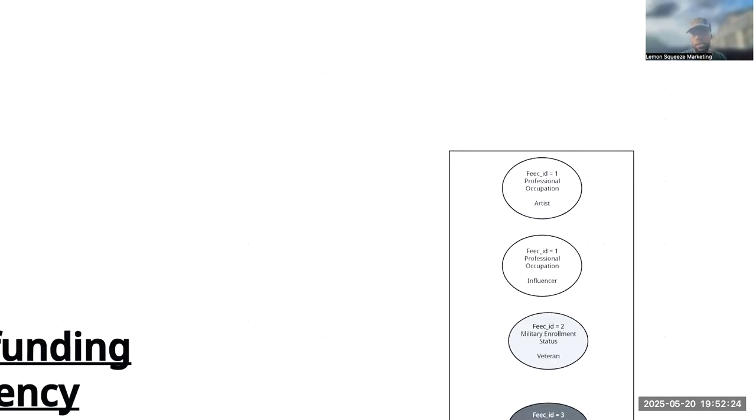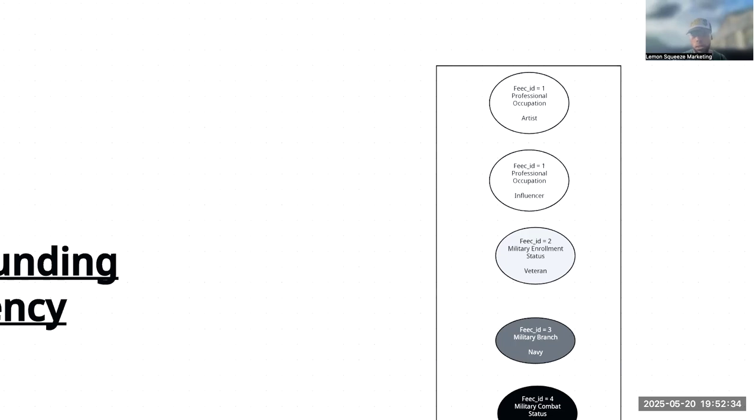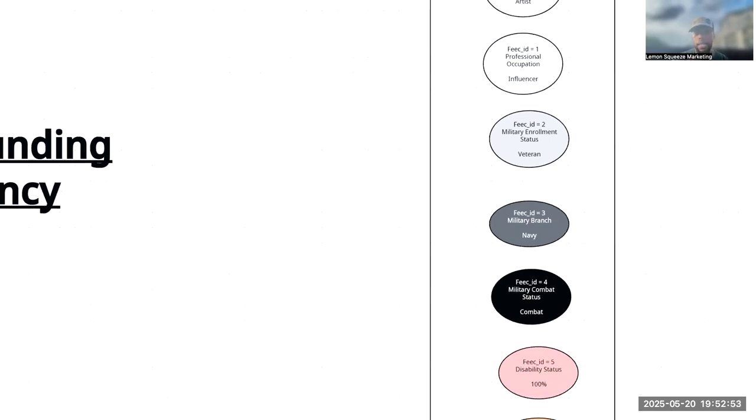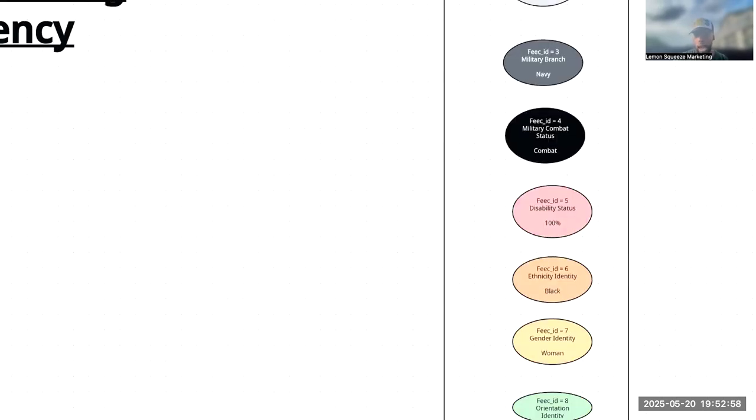Her first FECC status is for the professional occupation. Zandra has an occupation of artist, and she also has a second occupational status of influencer. We'll revisit that at a different point. She has a military enrollment status of veteran. She has a military branch identifier of Navy. We'll definitely see how that plays a part in one of the funds. She has a military combat status of combat. She has a disability status of 100%. She has an ethnicity category of Black. She has a gender identity of woman.